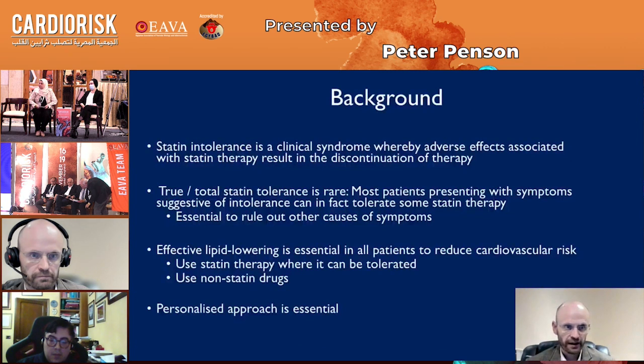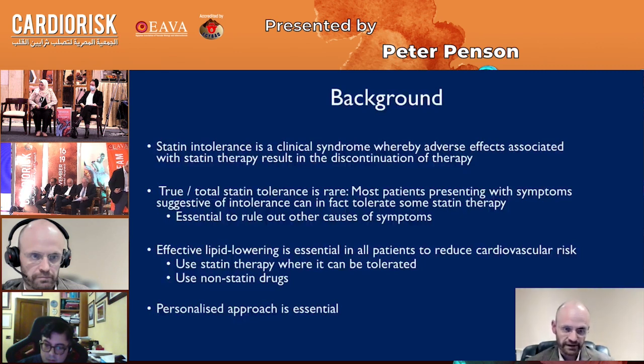So therefore, going back to our background and summarizing, statin intolerance is a clinical syndrome whereby adverse effects are associated with statin therapy and result in discontinuation of therapy. True total statin intolerance is rare. Most patients presenting with symptoms suggestive of intolerance can in fact tolerate some statin therapy. It's really essential to rule out other causes of those symptoms, such as muscular injury or comorbidities.